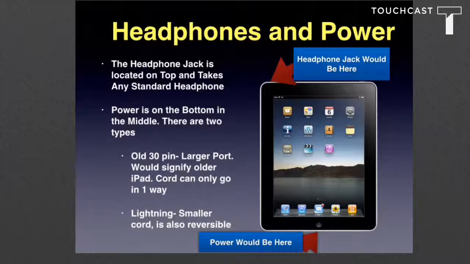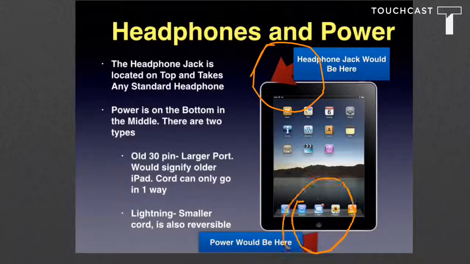Headphones and power. Now the headphone jack is up here in the top left. You just plug in a standard set of headphones. The power cord, where you actually charge the device, is right underneath the home button. And there are two different types of power cords, and it's significant that you actually know what they are. There's an old 30-pin connector that is a larger port, and if it has one of those, it shows that the iPad is a little bit older.